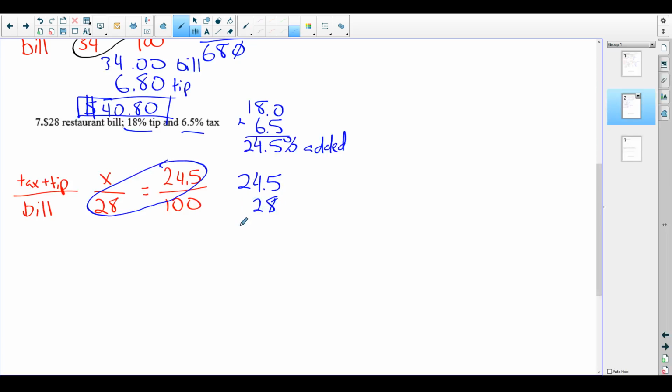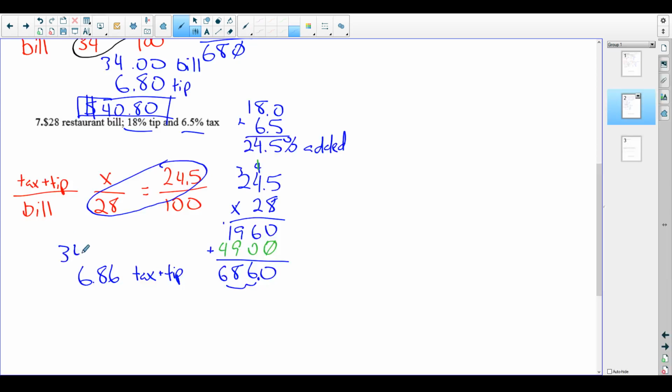28 times 5. So 8 times 5 is 40. 8 times 4 is 32, plus 4 is 36. 16 plus 3 is 19. Go to our second number, bring down a 0. This is 10. This is 9. And this is 4. So that gives us 0, 6, 8, 6 with one decimal place. So 686. We're going to divide that by 100 to move this decimal back 2 places. So we have $6.86. That's our tax plus our tip.